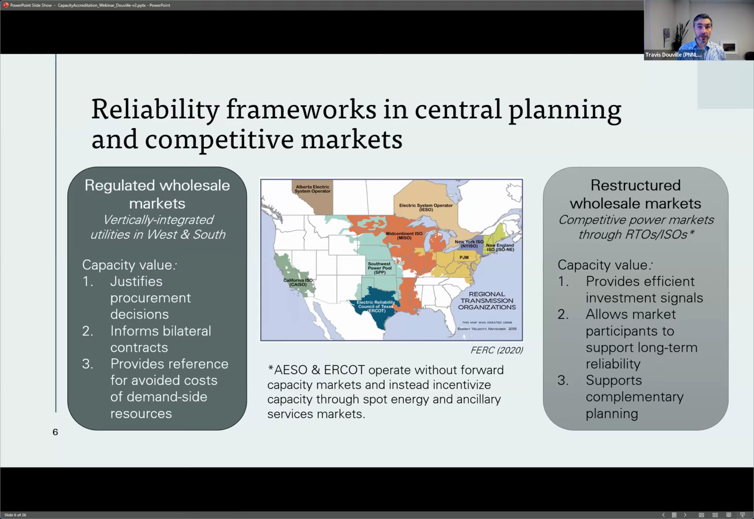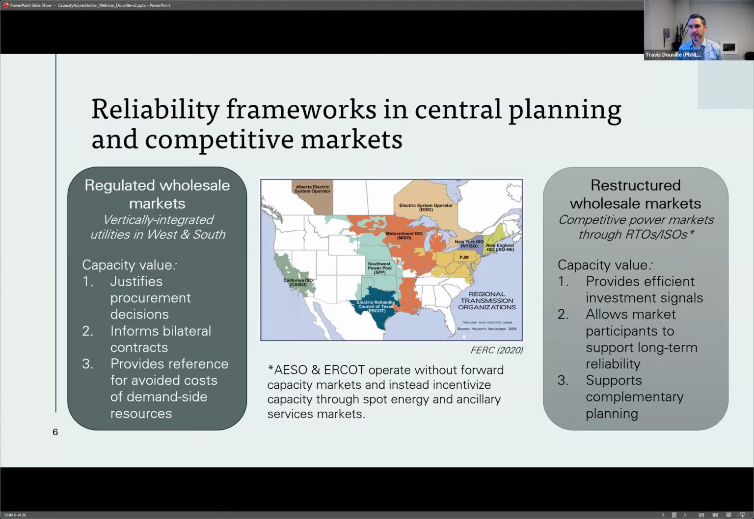So bilateral contracts are key, and they need a sense for the assessment of capacity of resources to form those contracts. And finally, because such an assessment provides an economic reference for capacity secured on the demand side through demand response or energy efficiency programs. And here you can think of an avoided cost reference for an economic estimate. Switching to restructured wholesale markets on the right-hand side of the slide, the assessment of capacity offering of a resource is used to incentivize investment and encourage robust market participation, to guide markets towards securing long-term reliability through adequacy of supply, and also to support other planning efforts such as that for transmission to deliver the needed capacity.